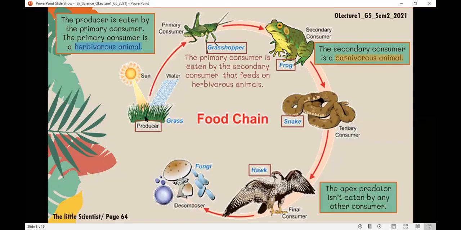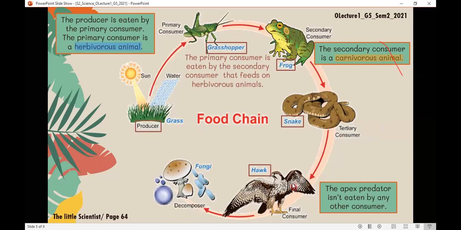So producer. Ali Hashush, don't write on the screen. Producer, grasshopper or primary consumer, secondary consumer, tertiary consumer, which is number 3, tertiary consumer.